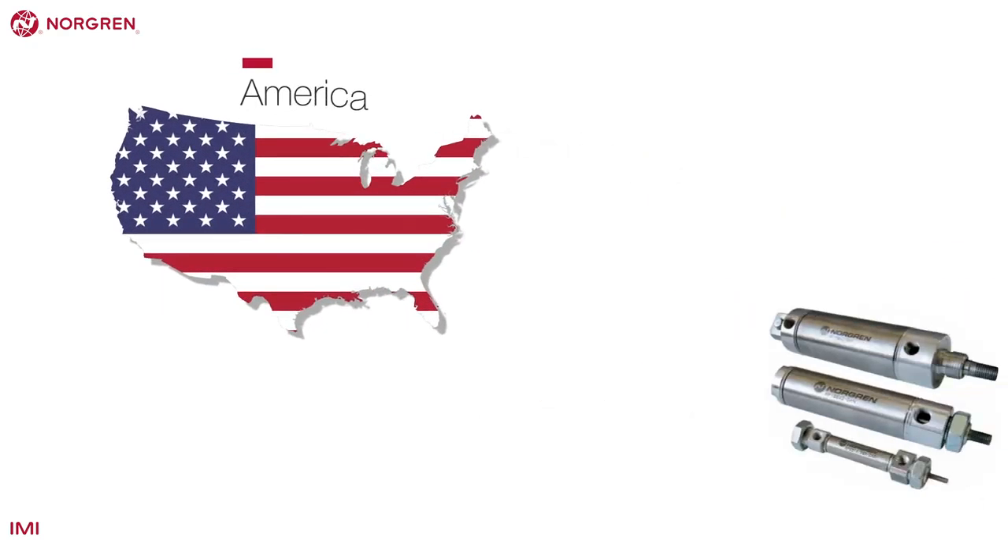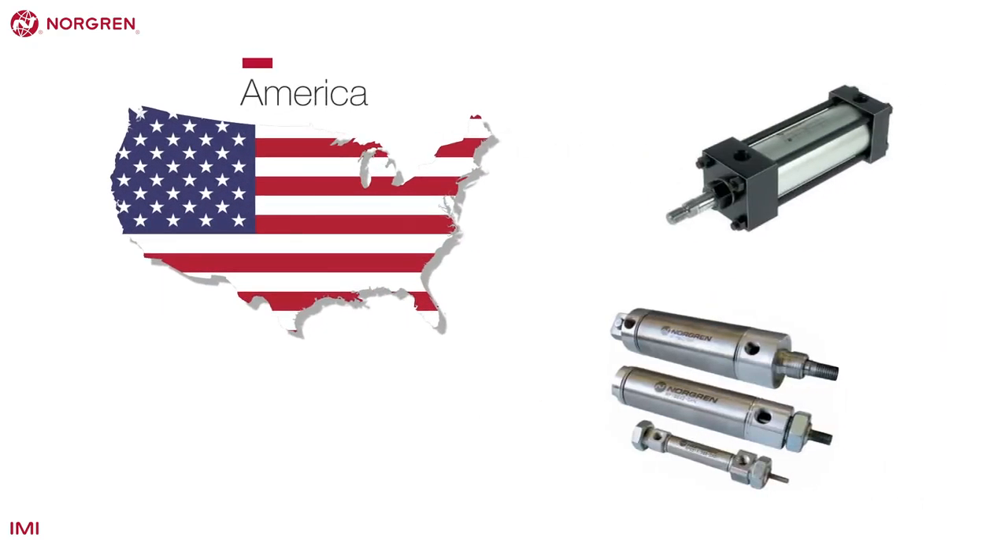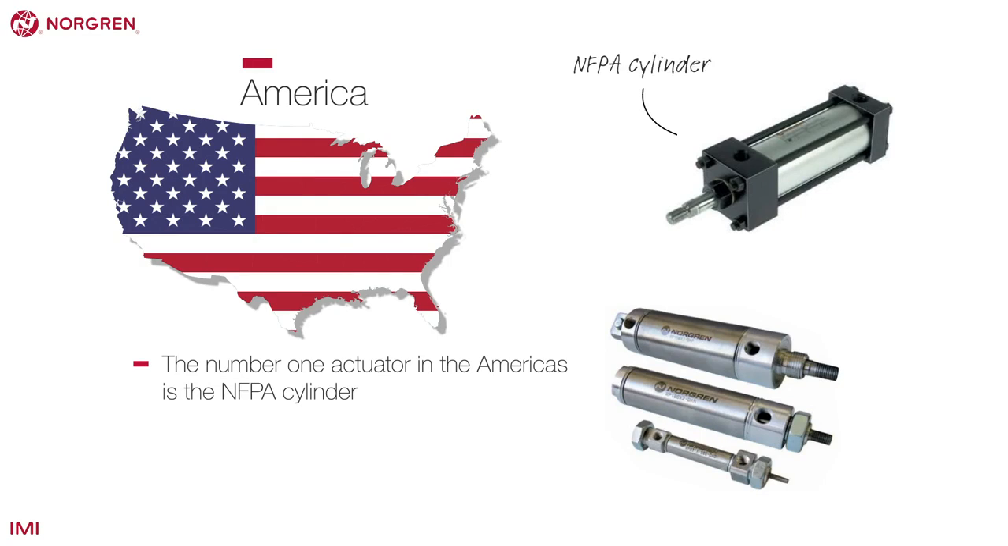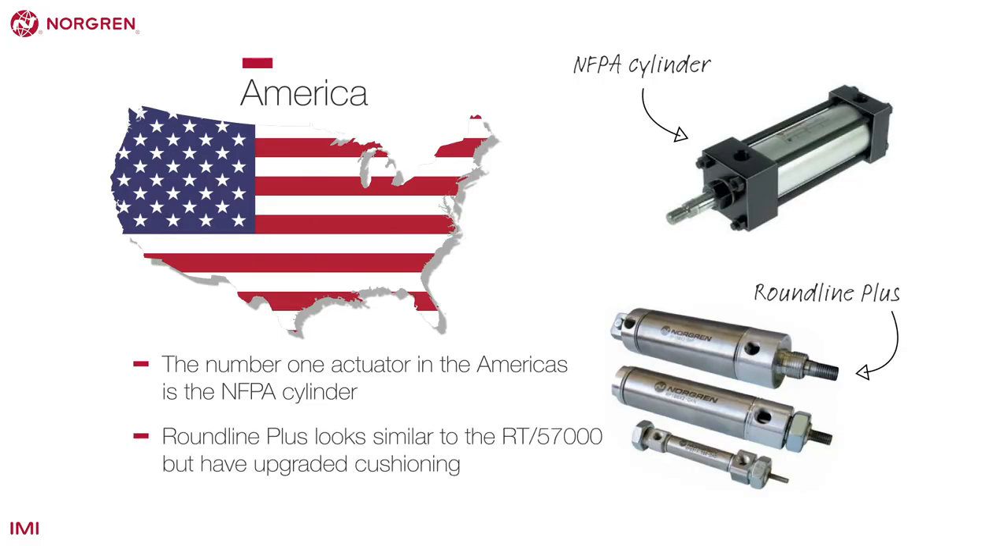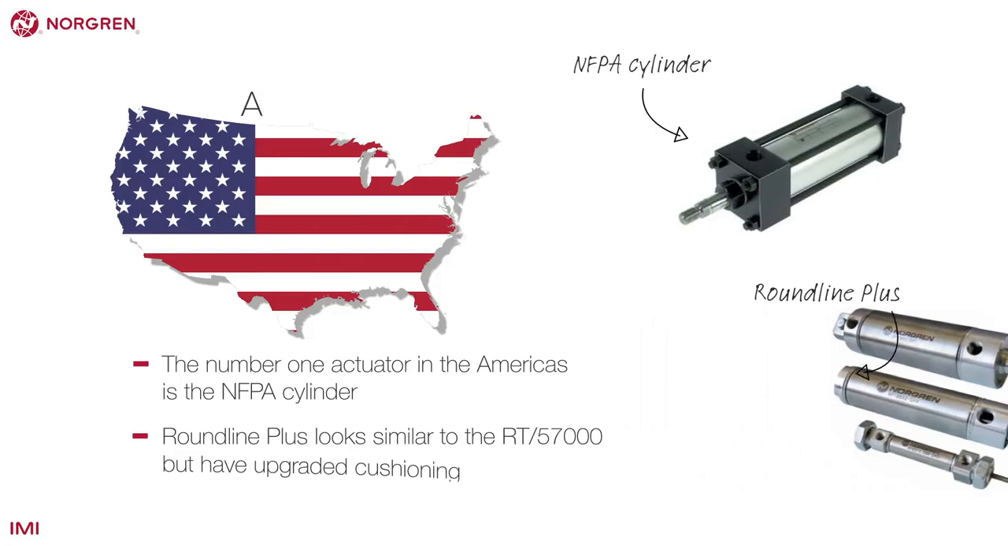There are a number of actuators that are more common in the US and unlikely to be seen outside the Americas. Some are very similar, while others are unique to that territory. The number one actuator in the Americas is the NFPA cylinder. Roundline Plus is the other cylinder in this category and is different to the Roundline cylinders in Europe. They look similar to the RT57000 but have upgraded cushioning.